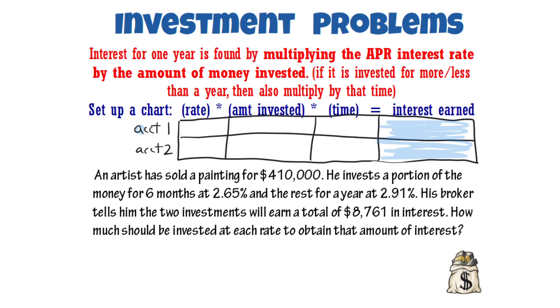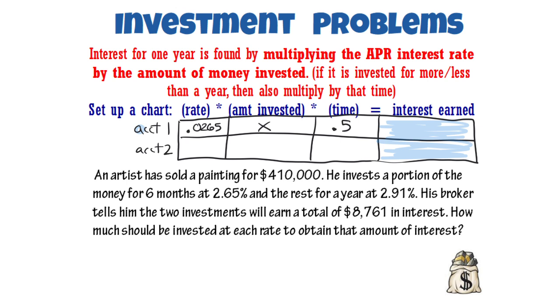So let's go through it. For the first account, it's 2.65%. So I'm going to put that as a decimal, 0.0265. How much did he put in at that account? I don't know. That's the whole question. How did this money get split? I don't have any idea. I'm going to put an X here. But I do know that he left it for 6 months. And remember, the time has to be in years, so I'm going to put 0.5. And then the interest earned is those 3 things all multiplied together. So I'm going to go ahead and, well, hang on. I'll come back and do that.